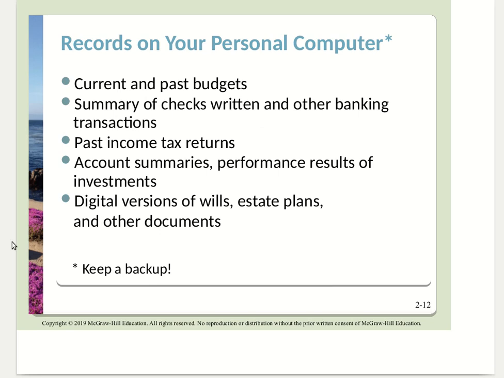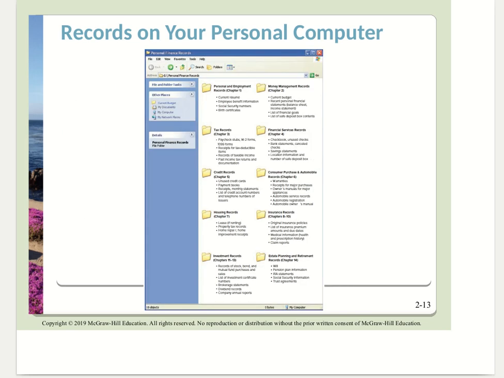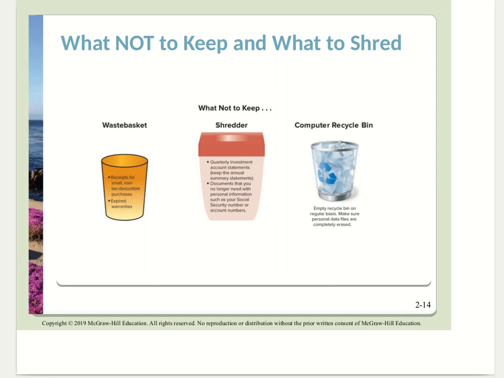Things that you may want to keep: your budgets, summaries of checks and transactions, income statements, tax returns, things like this. These are all things that you may want to keep on your computer and make sure that you have a backup. Then there's a lot of stuff that you don't need to keep, like a lot of the receipts that we get on a day-to-day basis, unless they're going to be used for tax purposes. So make sure you're dumping stuff that you don't need.